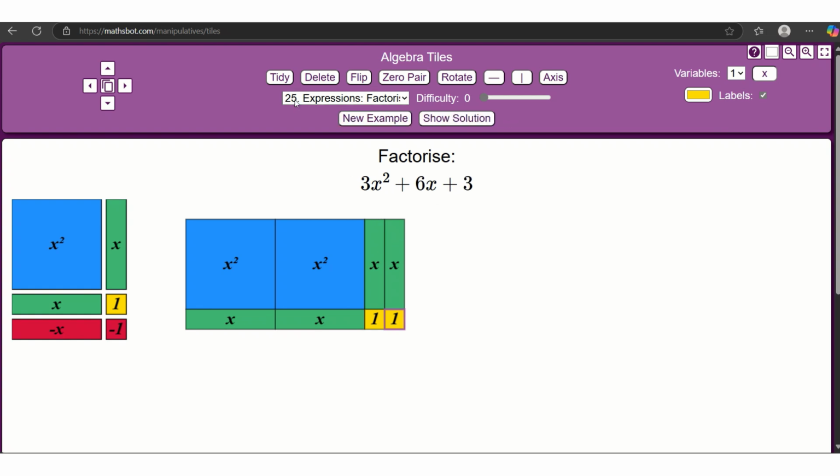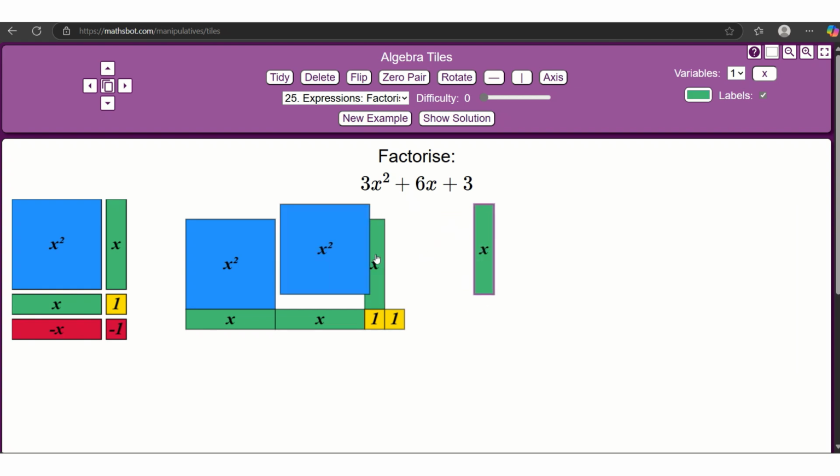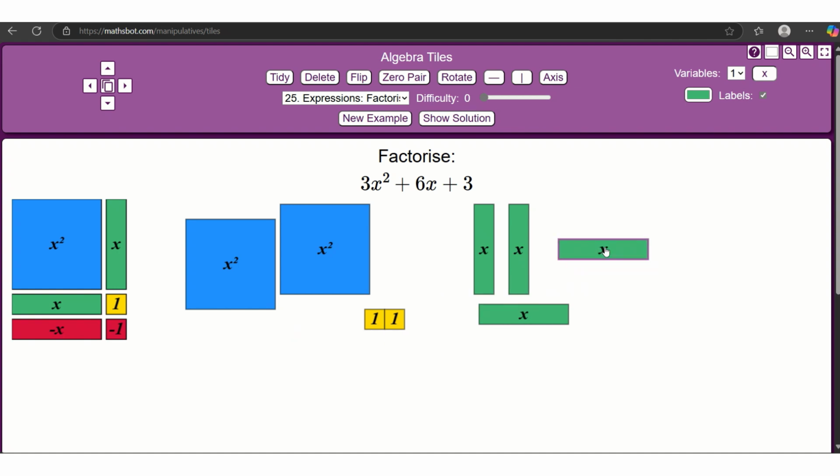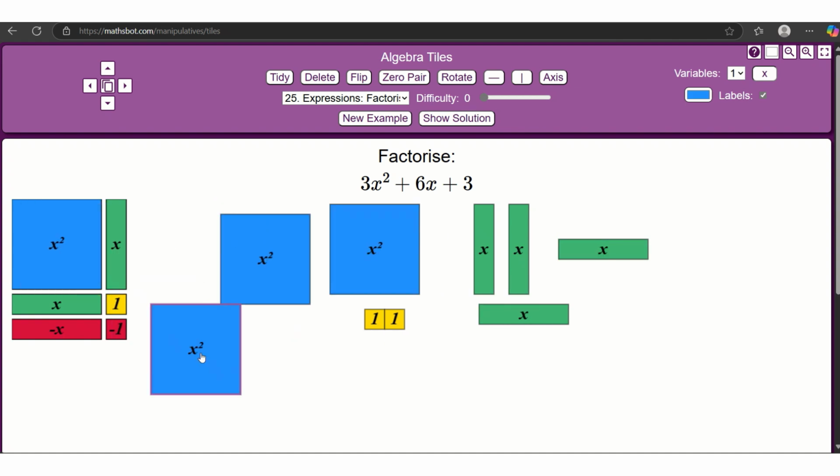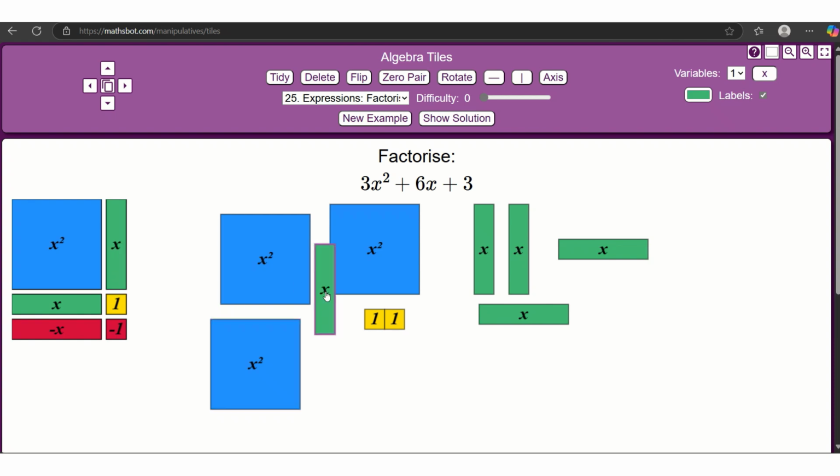Let's do this one, though. I wanted to look at this one before, because this one has the 3x squared. So let's go and move that. So we're going to need another one of the x squareds. And we're going to need a couple more of the x's.